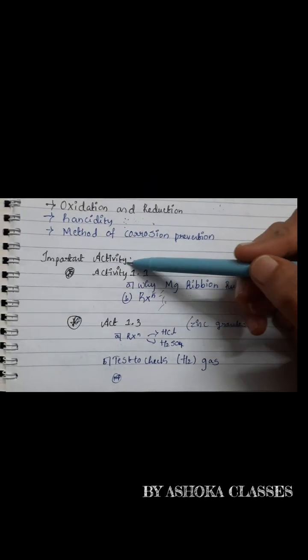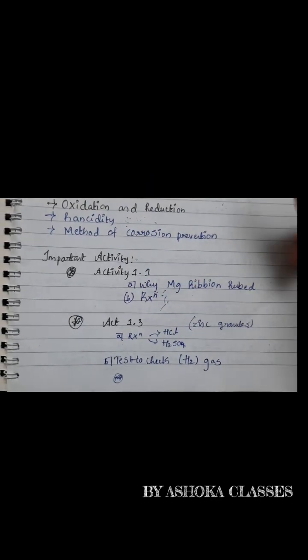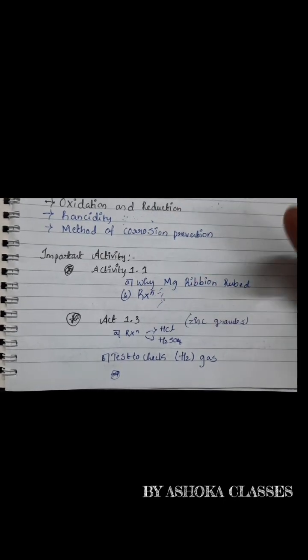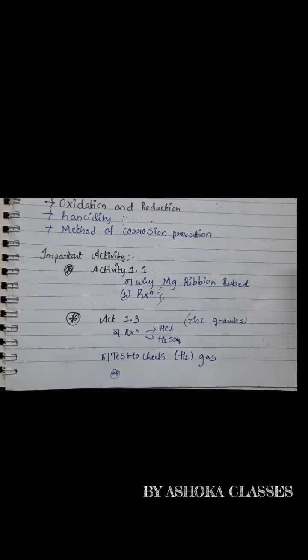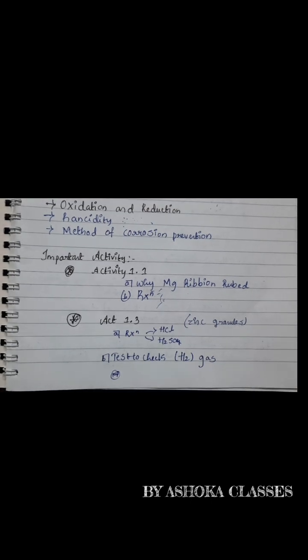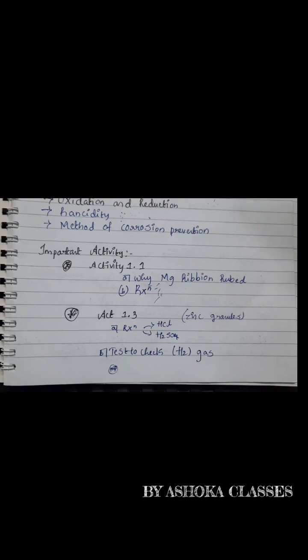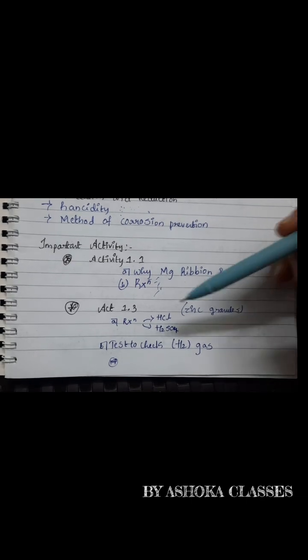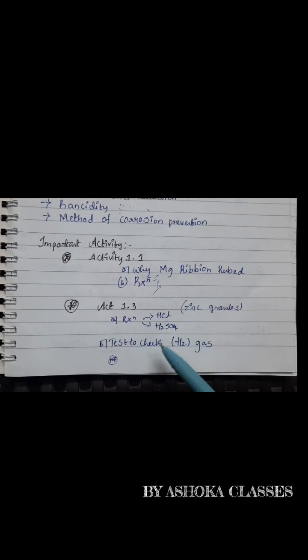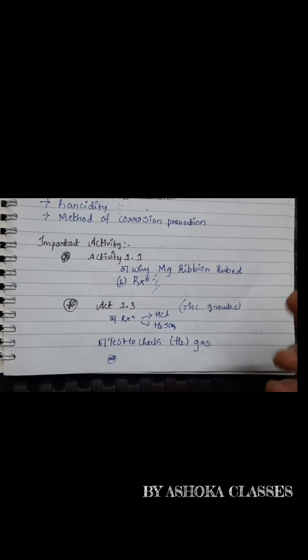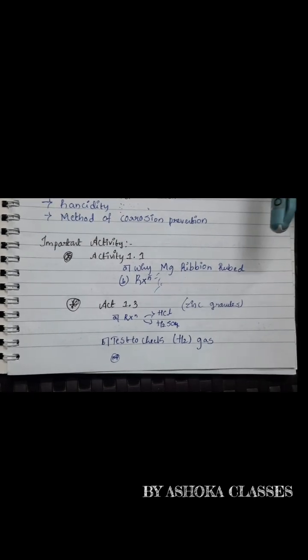Next are the important activities I'm going to tell you. First you have to go through activity 1.1. In this they will ask the reaction and questions like why is the magnesium ribbon rubbed. In 1.3, which is the activity of zinc granules, they'll ask you the reaction with HCl and H2SO4, and second, they will ask you the test, how to test to find H2 gas here.